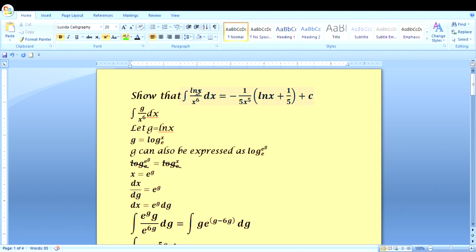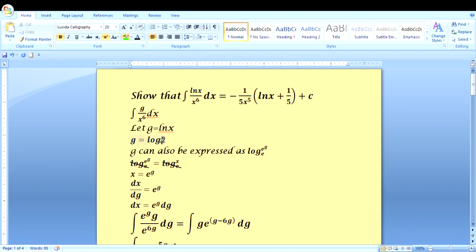We have to look at this ln x here. So we have to let it be another variable. So here we say let g is equal to ln x, so that in place of ln x we substitute g there. Now since we have let g is equal to ln x, it means we have to look for an expression for x, so that we take also the variable of g.